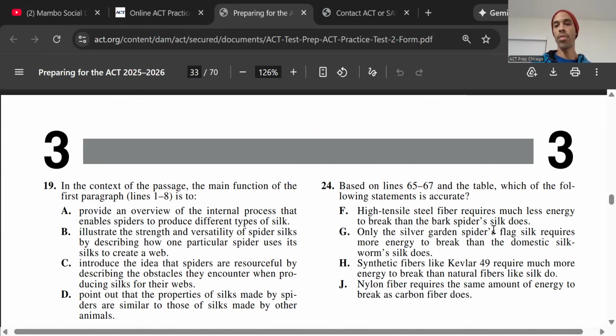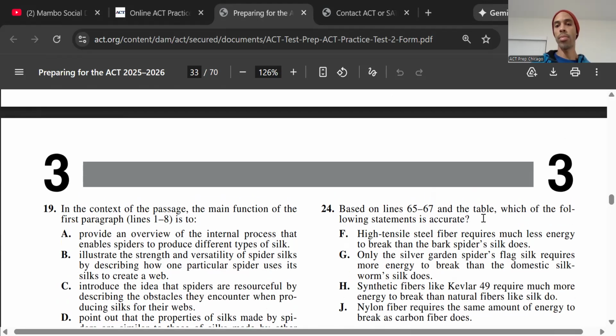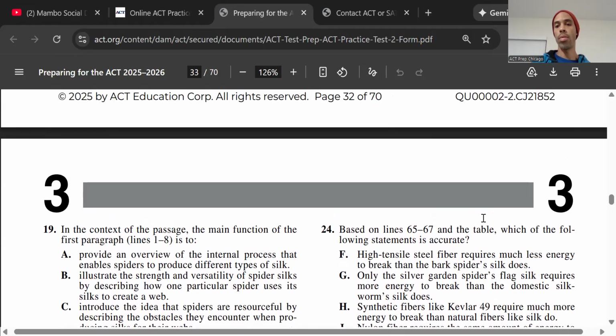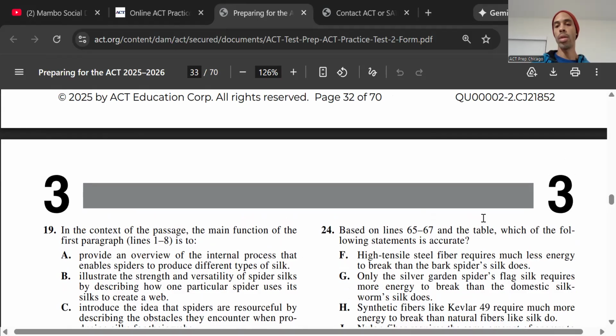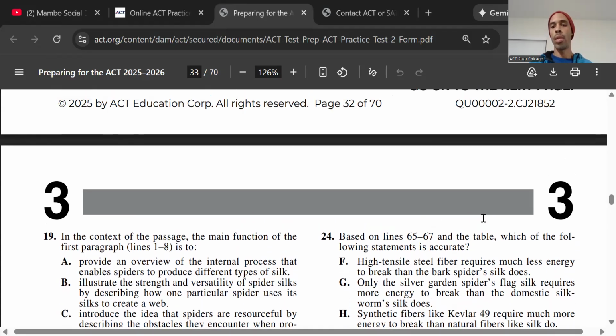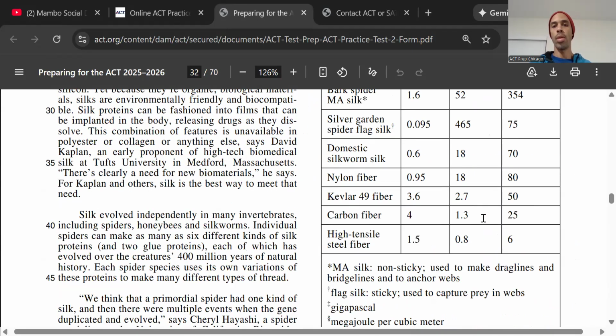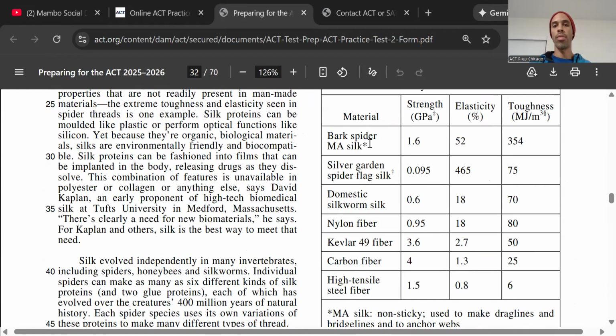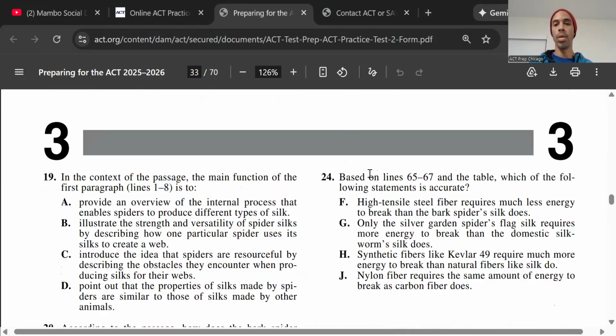Only the silver garden spider flag silk requires more energy to break than the domestic silkworm does. Wait, only, let me get that in your mind. Only the silver garden requires more energy than the domestic silkworm. No, because the bark spider also requires more energy. So it's not only the silver garden. That's not true.